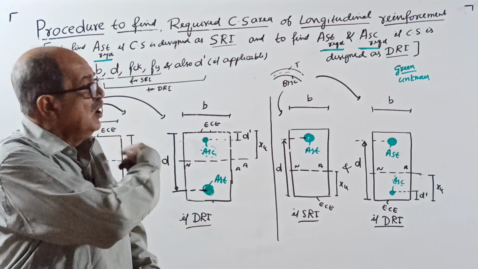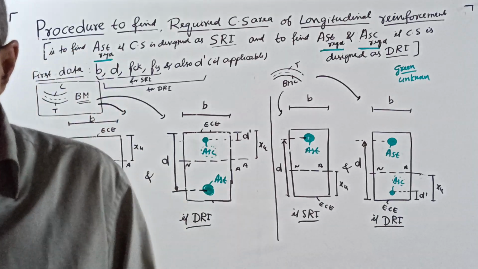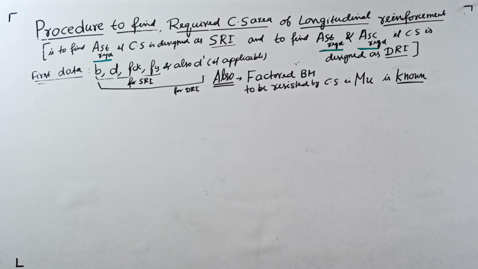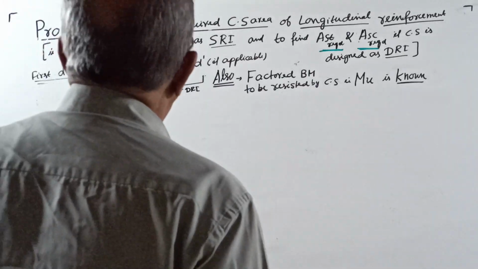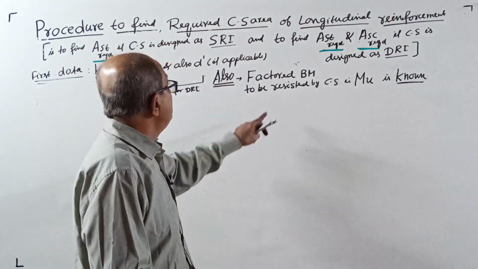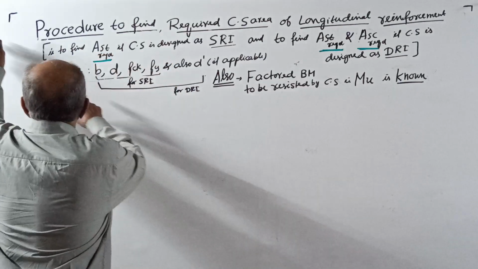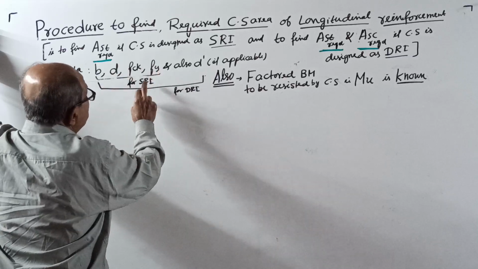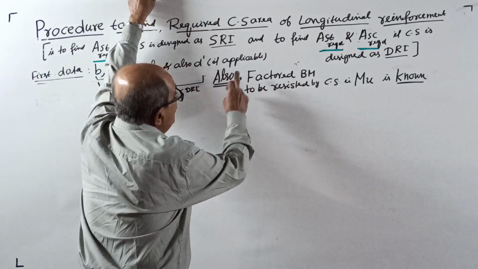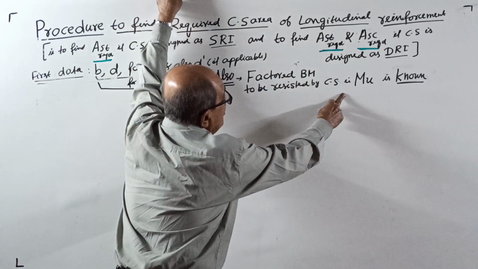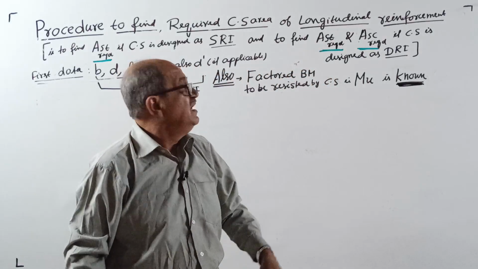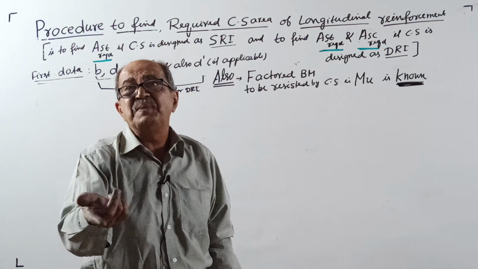Now I will remove this and continue the procedure. I have not written anything, I will write in front of you. One thing forgotten, you add it now. First data: B, D, FCK, FY for singly. Later, if doubly, you require D dash. But also the factored BM to be resisted by the cross section, MU, is known. Otherwise there is no question. I forgot to tell earlier, I told MU is known.